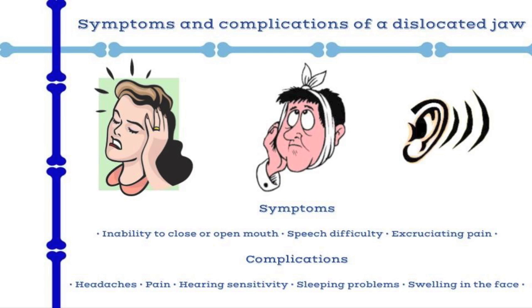There are two different types of complications which can be either short-term or long-term. The short-term ones are muscle tension, headaches, pain in the neck, jaw, or face. The long-term ones are depression, hearing sensitivity, lack of sleep, swelling, and facial asymmetry.